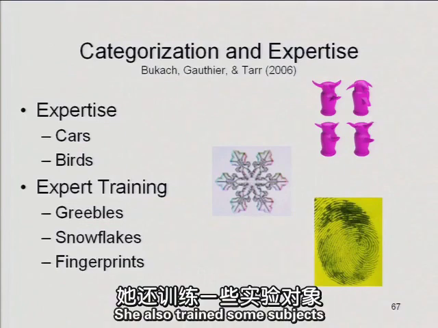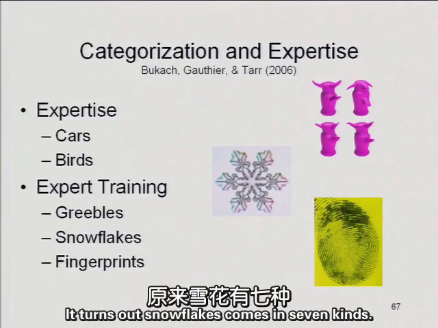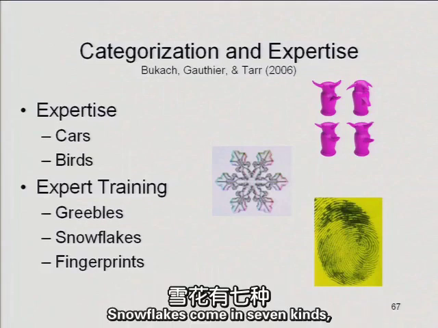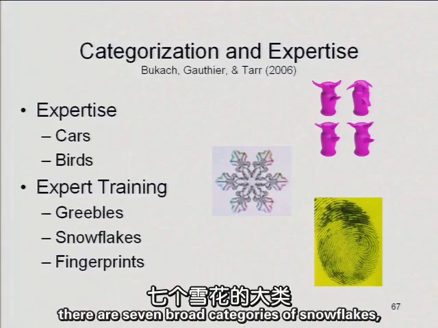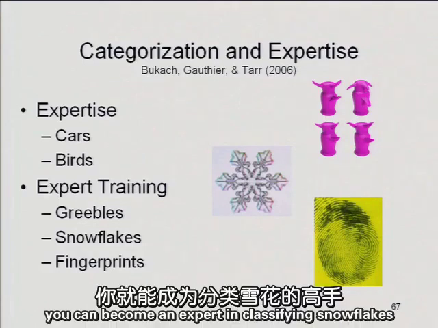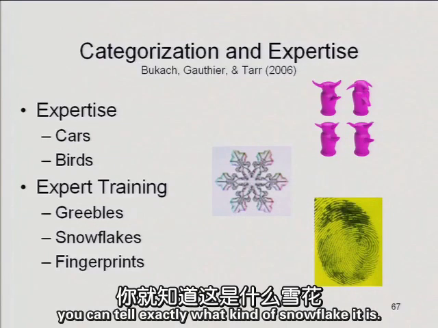She also trained some subjects to become experts in classifying snowflakes. It turns out snowflakes come in 7 kinds. You didn't know that, did you? Okay. Snowflakes come in 7 kinds. There are 7 broad categories of snowflakes. And if you really work at it, you can become an expert in classifying snowflakes, so that when you see something like this, you can tell what kind of snowflake it is.